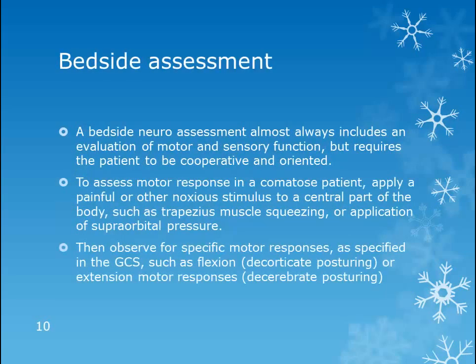A bedside neurological assessment almost always includes an evaluation of motor and sensory function, but requires the patient to be cooperative and oriented. To assess motor response in a comatose patient, apply a painful or other noxious stimulus to a central part of the body, such as the trapezius muscle, squeezing, or application of supraorbital pressure. Then observe for specific motor responses as specified in the Glasgow Coma Scale, such as flexion to decorticate posturing or extension motor responses to decerebrate posturing.